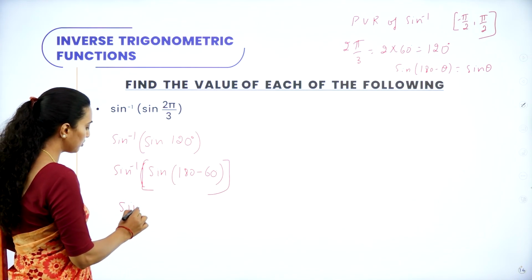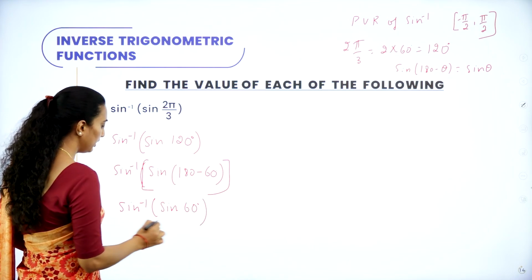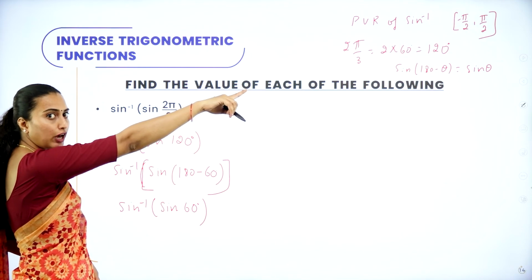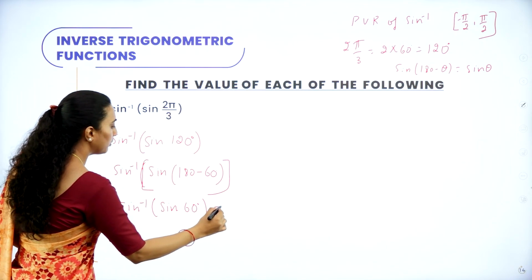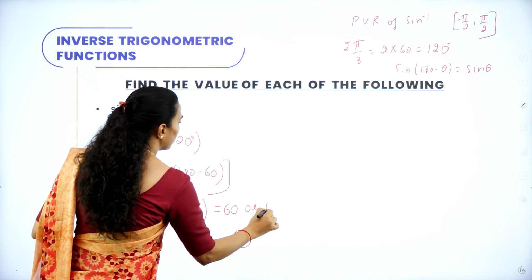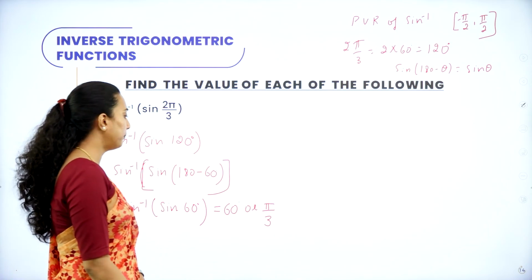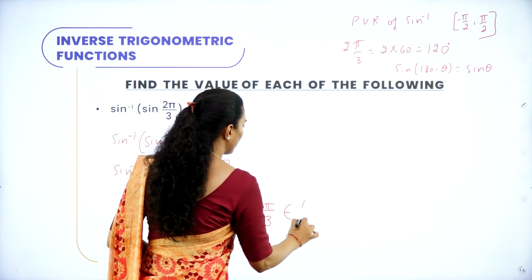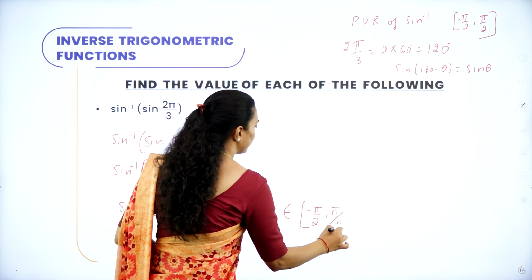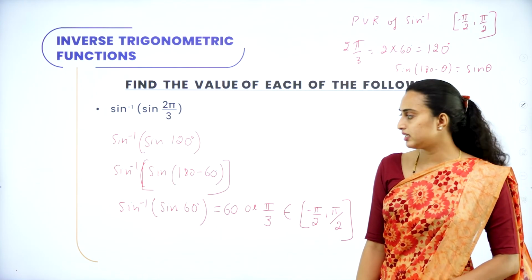So, sine inverse of sine 60 degree. Correct? Now, it will go, 60 degrees is within where? Within the principal value range, therefore it will be equal to 60 degree. Write it in radian, 60 degree can be written as pi by 3. Correct now? So, pi by 3, which belongs to, you must write this one, minus pi by 2 comma pi by 2. That's it. This was asked for a 2 marker in your final examination.